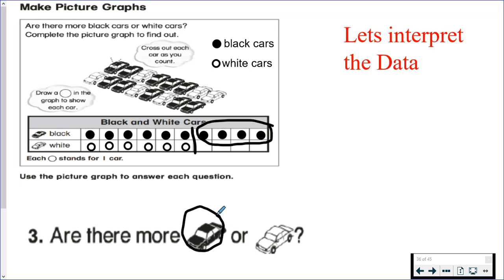Now you can take this a step further and you can say, how many more black cars do we have than white cars? And again, we're looking at this number over here. So we see what is beyond our tie point. And we see that there are 4 more black cars than white cars.